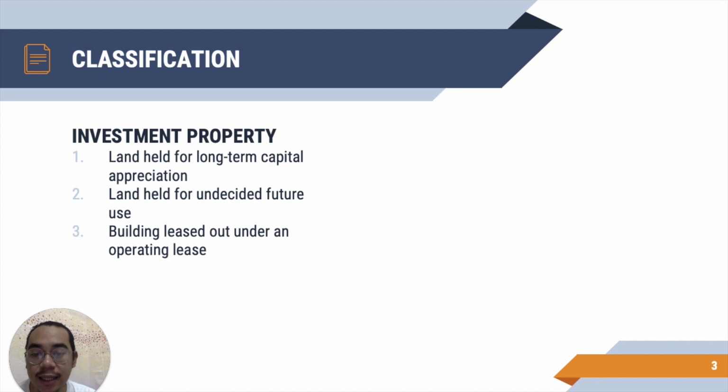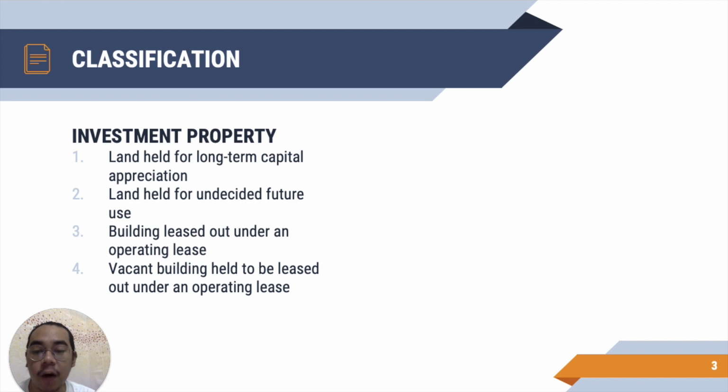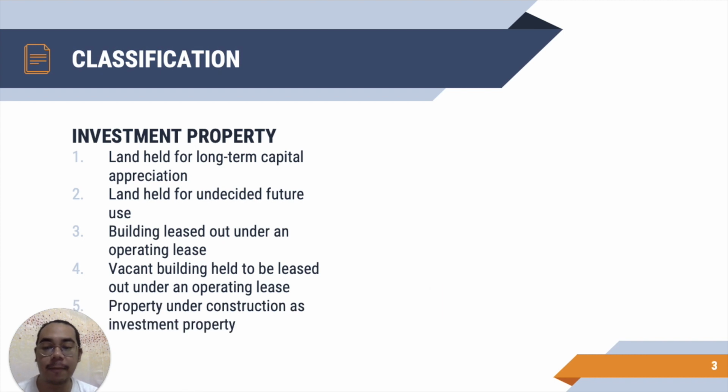We have building leased out under an operating lease. Kasi pag operating lease, the lessee is not to consider the asset in its financial statements. Kasi pag finance lease, although si lessor yung may-ari ng asset, the lessee will recognize the asset in its financial statements. So, building leased out under an operating lease. Number 4, vacant building held to be leased out under an operating lease. So, take note, the operative word, ang lease should be operating lease. And finally, property under construction as investment property.